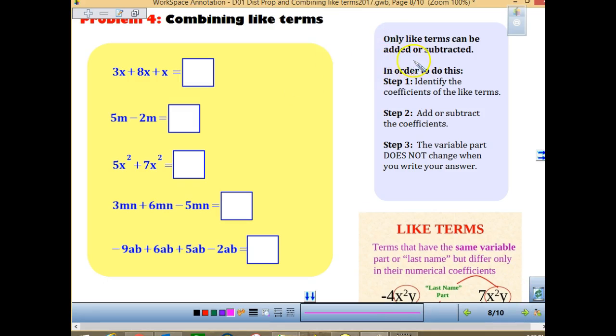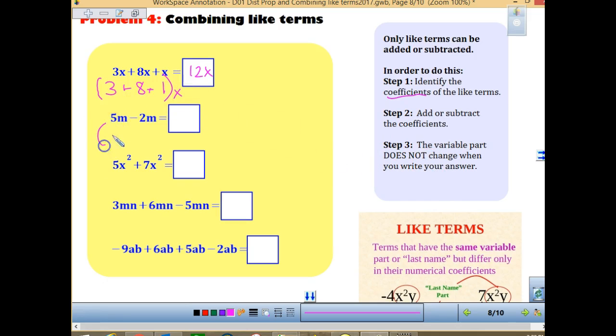So it says only like terms can be added and subtracted, top of the next page. In order to do this, identify your coefficients. So we're going to add or subtract those coefficients. The variable part does not change. I know some of you already had your answers, which is fine, but I want you to still write in your notes this part that I'm writing down. I just want you to write down that we're adding 3 plus 8 plus what's my last coefficient? 1. And all of that is with the x, right? So 3 plus 8 plus 1 does give us 12, and then we're going to write x. We don't make it an x squared. It says the variable part does not change.